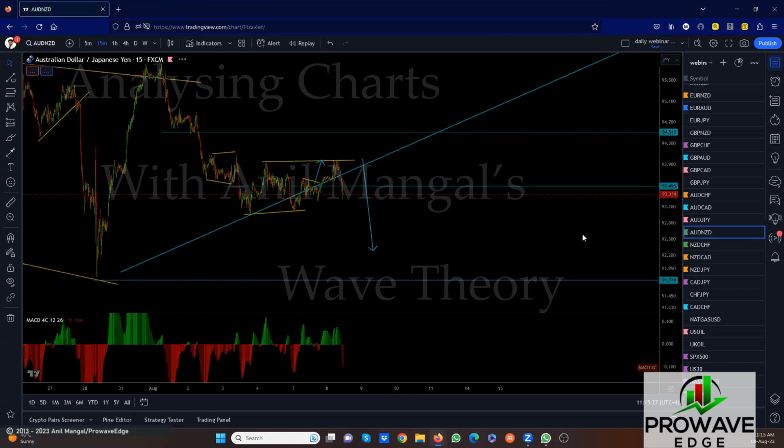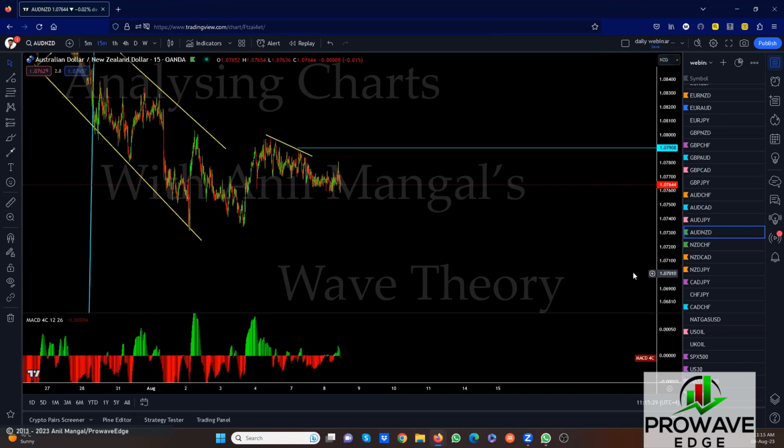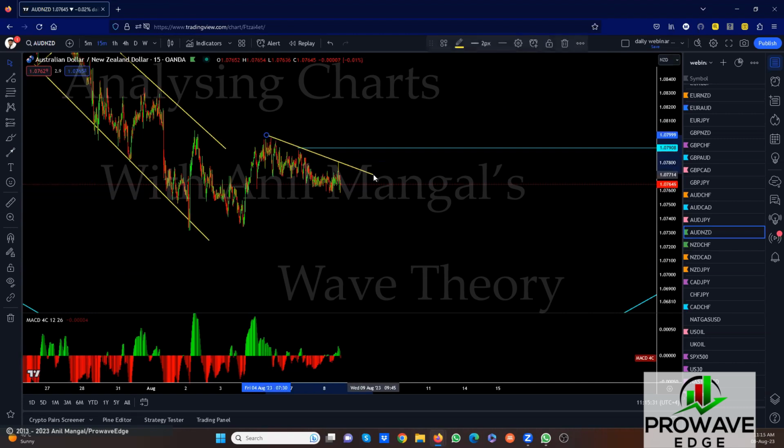Aussie, New Zealand. Short term definitely looks like a buy. Maybe above this top here now.